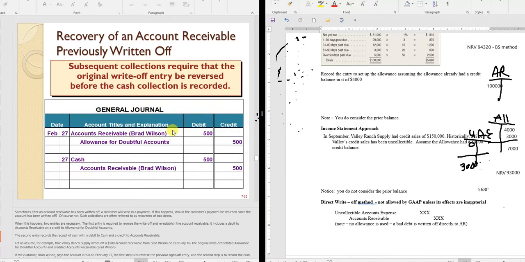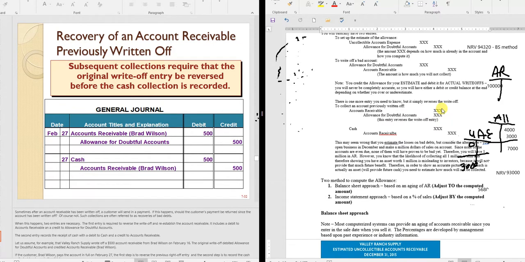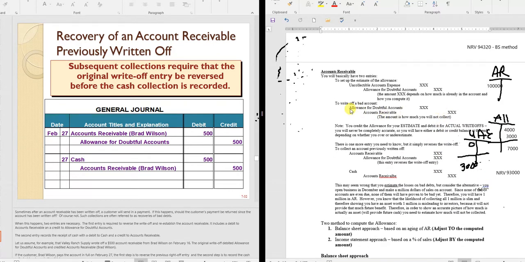Okay, so now let's talk about what happens if an item we wrote off, they later pay. So I'm going to go right back up to here, and notice this is my write-off entry. So I have two entries. Set up the estimate. I'm looking for the word estimate. I'm looking for percentages because you don't ever write off things in percentages. You write off things in dollars. And so this is my entry.